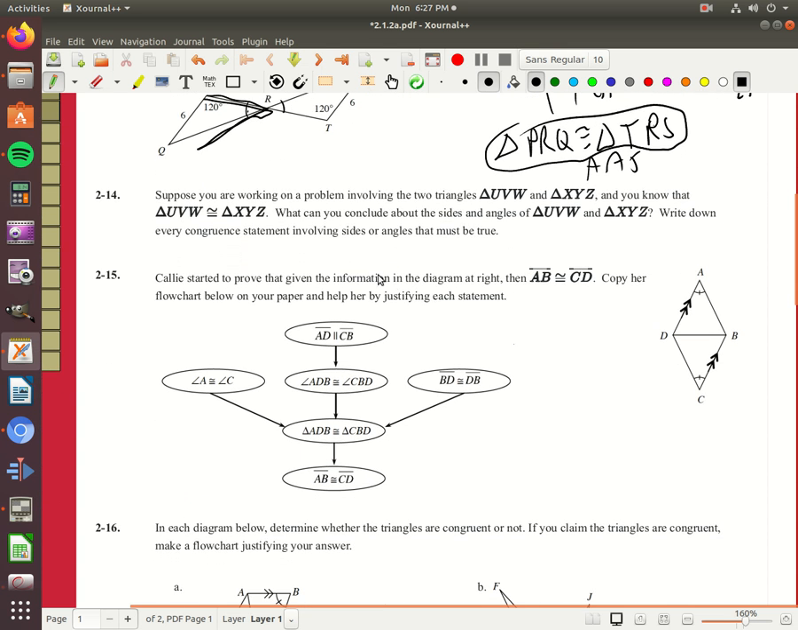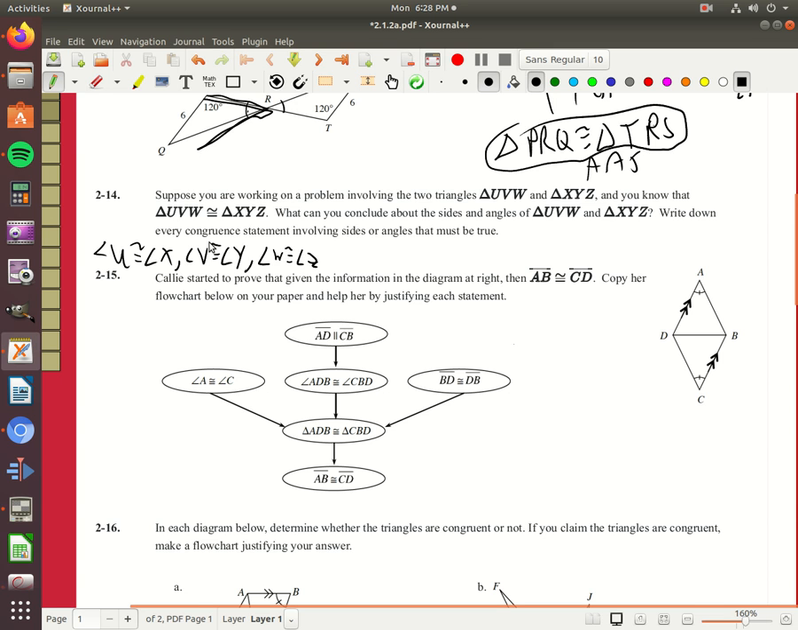We'll keep going. Suppose that you're working on a problem involving 2 triangles, triangle UVW and XYZ, and you know that UVW is congruent to XYZ. What can you conclude about the sides and angles of UVW and XYZ? Write down every congruent statement involving sides or angles that must be true. Well, I know angle U must be congruent to angle X because they're in the first spots. I know that angle V must be congruent to angle Y, and angle W must be congruent to angle Z because they're in the third spot.